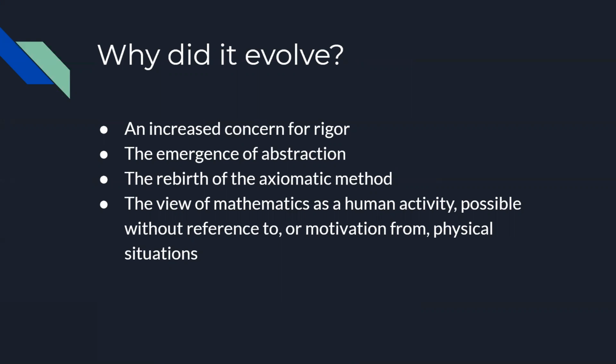Why did group theory evolve? There are a few motivations for group theory to evolve: an increased concern for rigor, the emergence of abstraction, the rebirth of the axiomatic method, and the view of mathematics as a human activity, possible without reference to or motivation from physical situations.